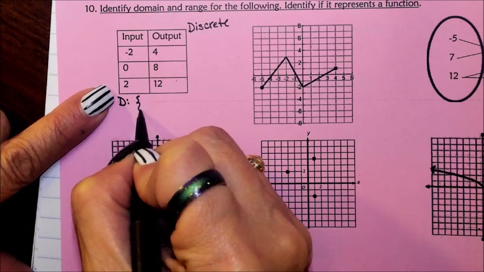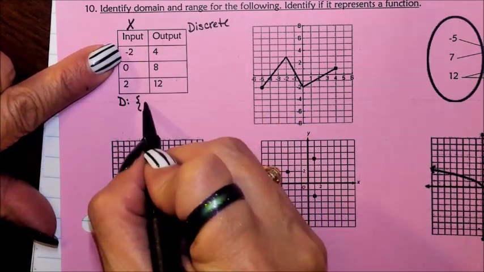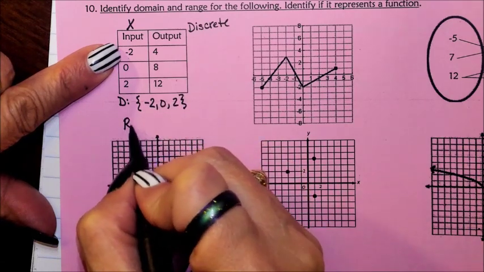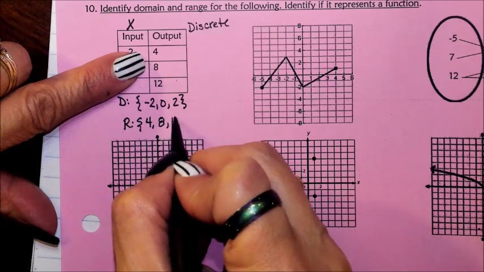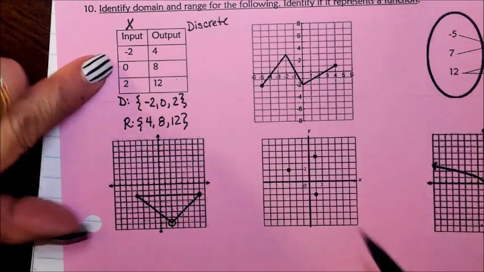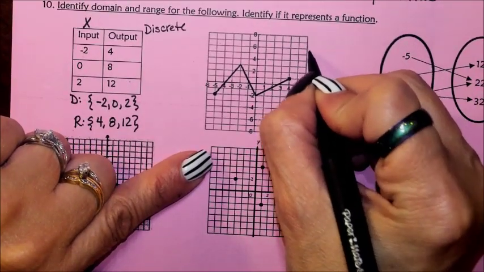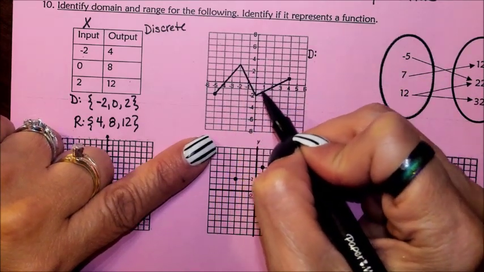Oh my goodness. All right, domain is the x. So it's -2, 0, and 2. The range on this one is 4, 8, and 12. I don't expect anybody to miss those. But then you get to this one and it's like, oh, what happened? Okay, so the domain. This is a continuous equation.